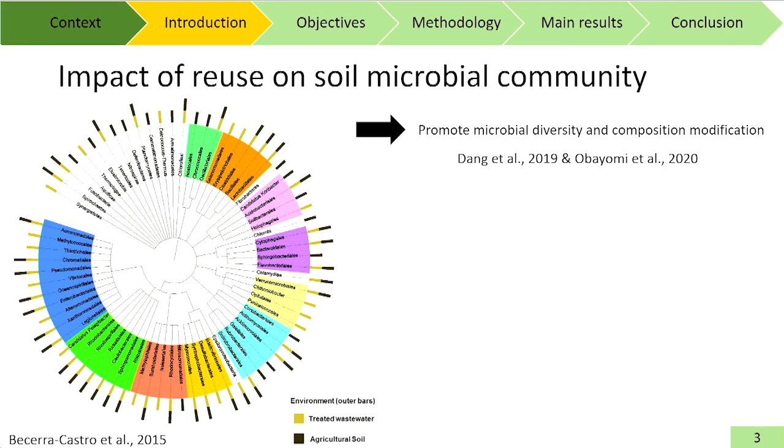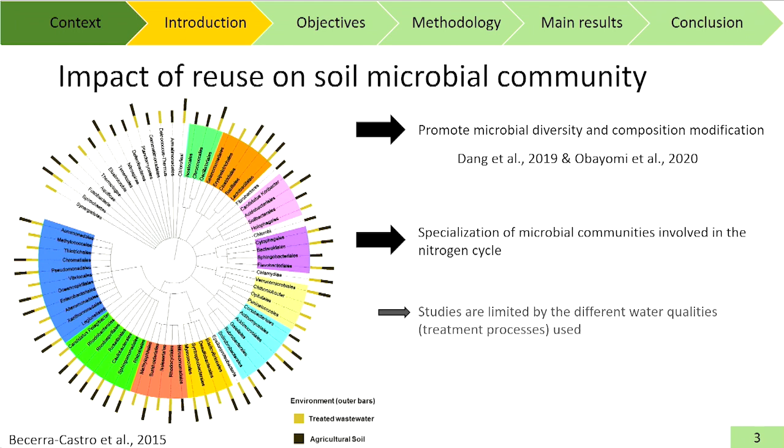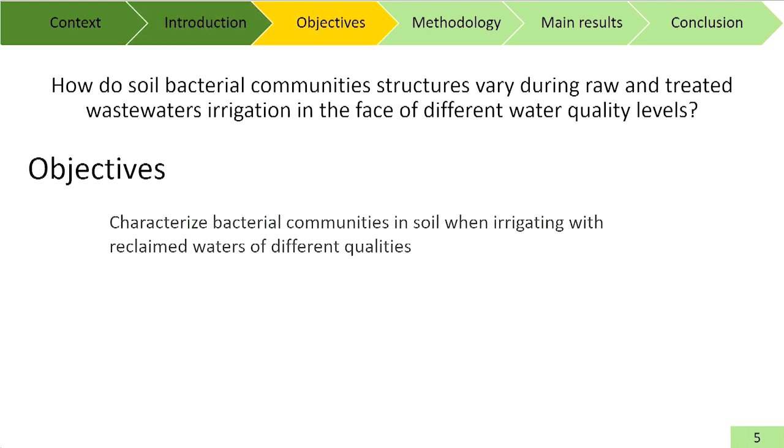But what about the soil microbial community? Last studies showed that this practice, the irrigation by reclaimed wastewater, can promote microbial diversity and composition modification of the microbes in the soil, but also a specific loss of microbial community involved in the nitrogen cycle. But the studies are limited by the different qualities used, so the different treatment processes, but also by the agricultural model, so the plant influence and the frequency and flow rate.